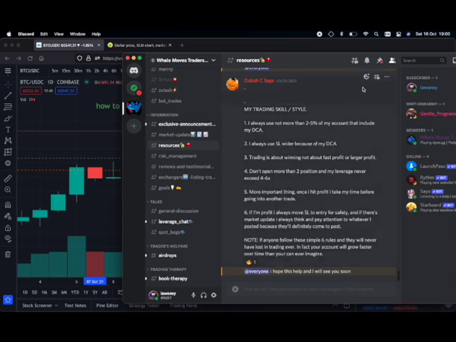Now when we come to the last one, we see it's a little bit different from the previous one, because this shows a totally different pattern of trading. So this is also my own personal trading plan. I just post it again for people, because as you keep growing every day, you have another trading plan. This is leverage trading, so you want to have something different. So I never use more than 2 to 5% of my futures trading account. I always use a wider stop loss because of my DCA. Trading is about winning, not about fast profit or larger profit. Don't open more than 2 positions, and my leverage never exceeds 4 to 6x.